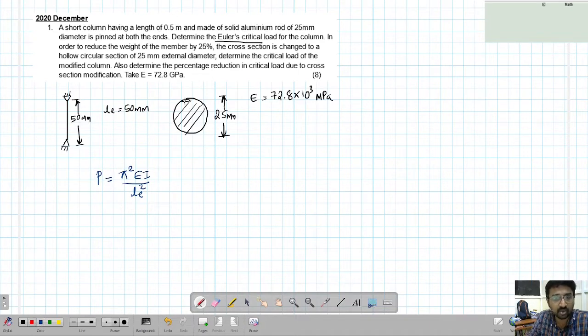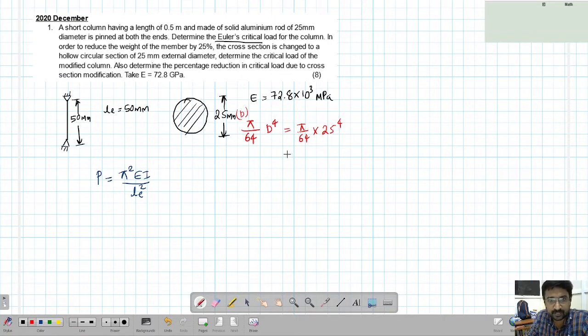So for solid circular sections, the I value is given as pi upon 64 D to the power 4, where D is the diameter. So this comes out to be pi upon 64 times 25 to the power 4. Right. So this is used for the critical load. Now they have asked for the value of the critical load.